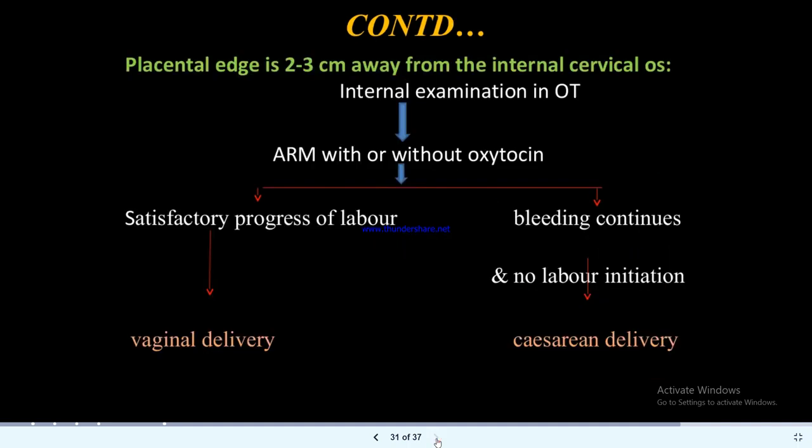Placental edge is 2 to 3 cm away from the internal cervical os. Internal examination is done in the OT, operation theatre, not in the labor room. ARM, artificial rupture of the membrane, with or without oxytocin. On one side, with satisfactory progress of labor, vaginal delivery is of course the outcome. And on the other side, if the bleeding continues and there is no labor initiation, then cesarean section is the solution.